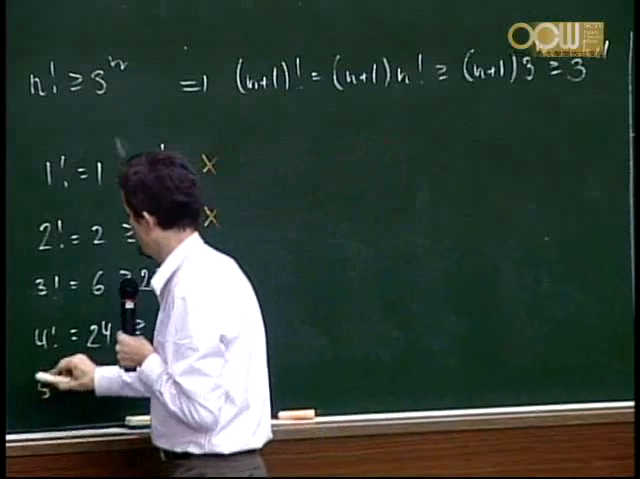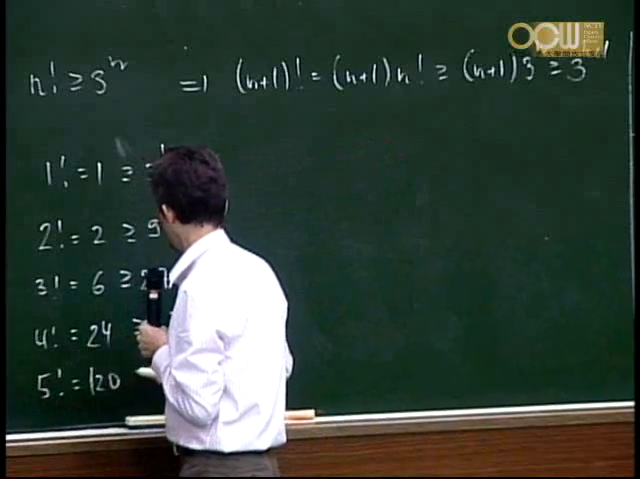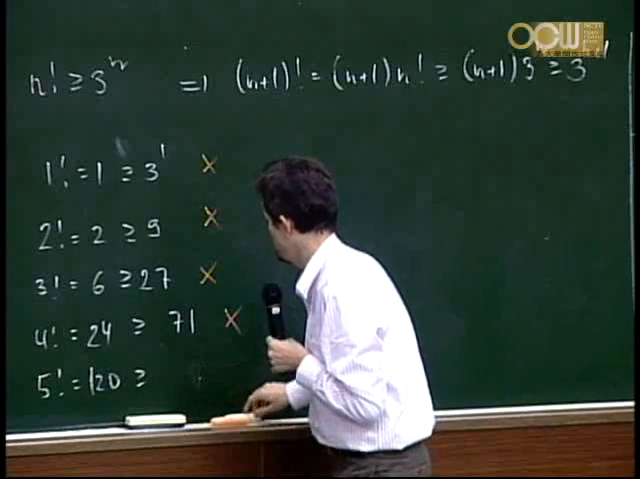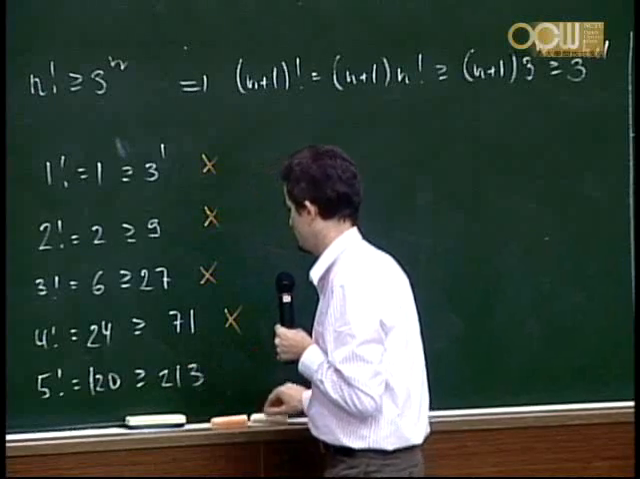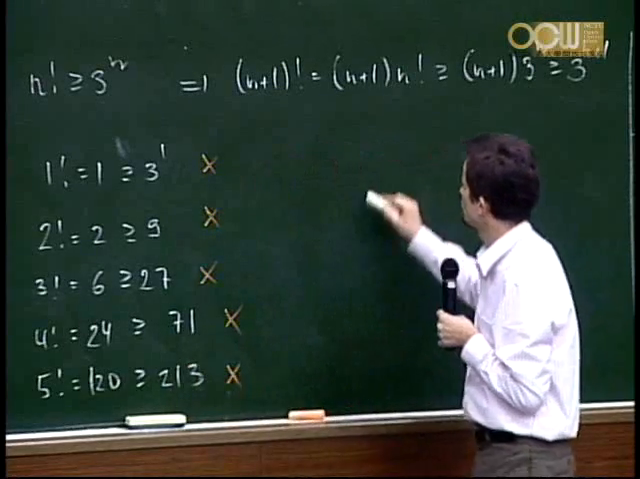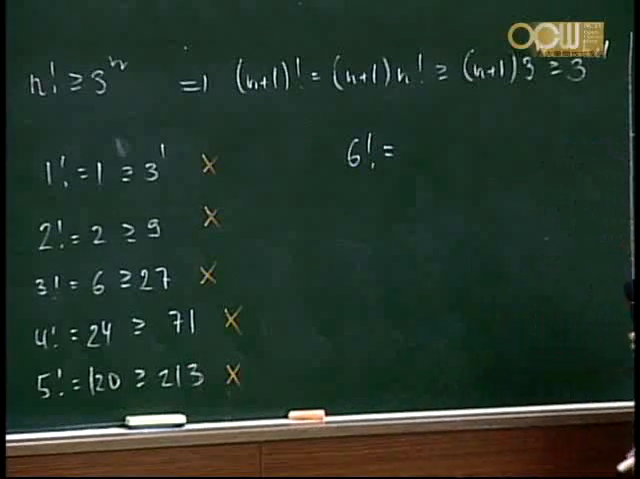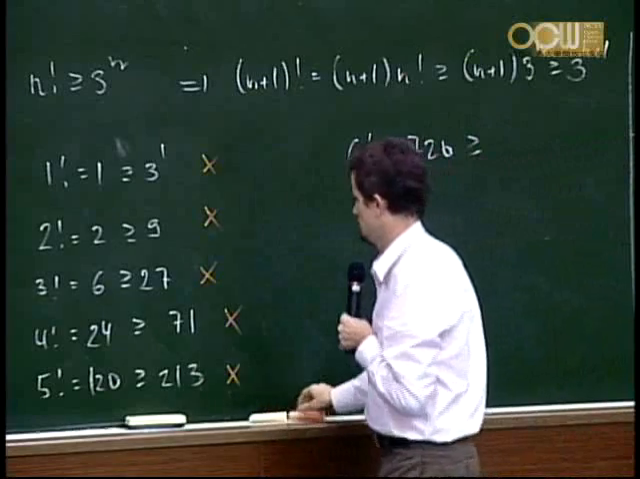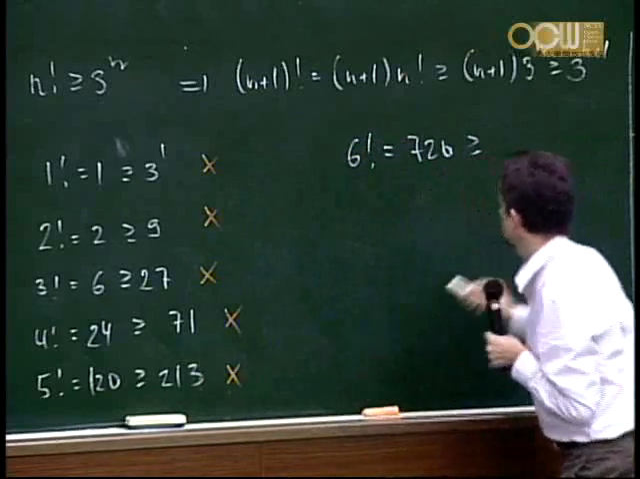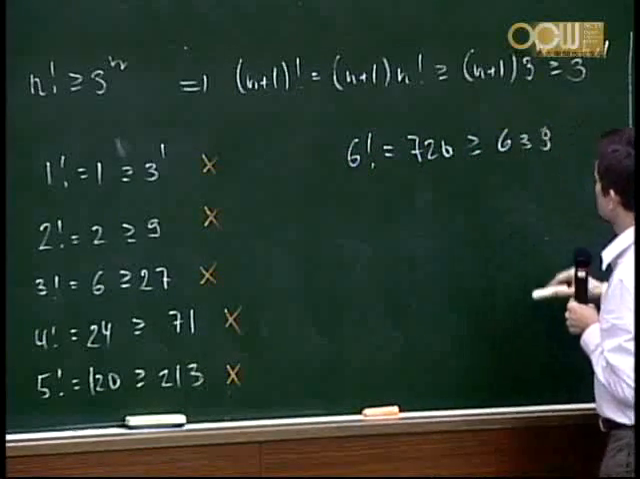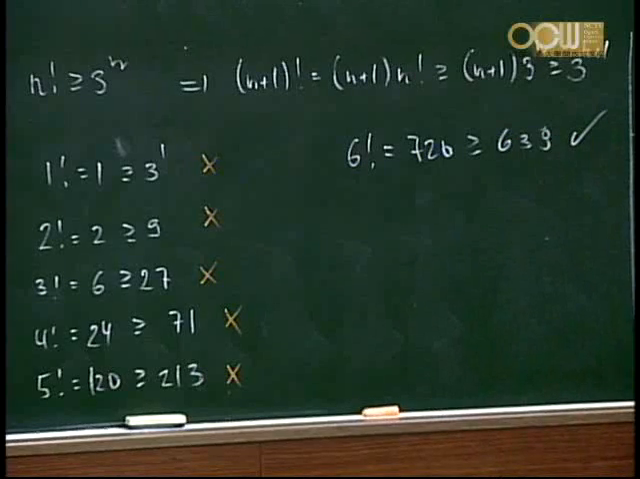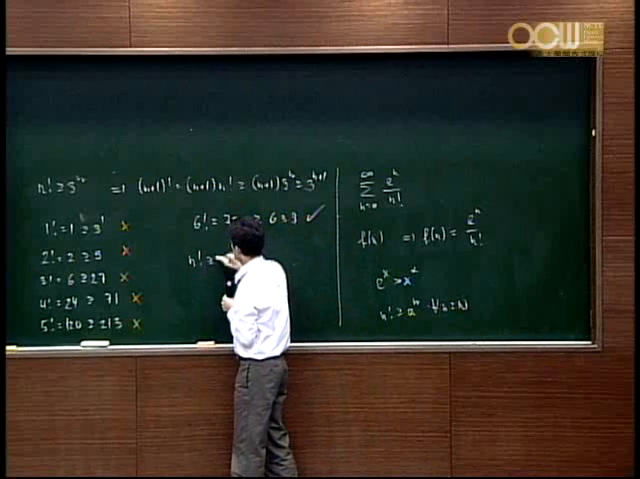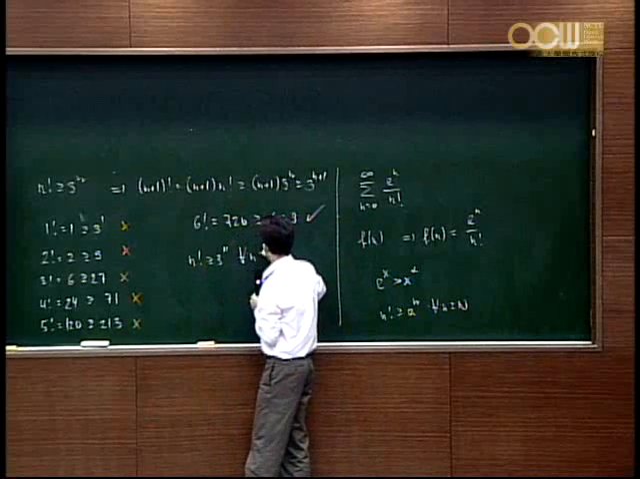Now we go on to 5, which is 120. Okay, and here you have 3 to the 5, 243. Okay, this does not hold as well. So we have to go on to 6. Okay, and this is 720, which is larger or equal than, okay, now you see, this is 9, this is 3, this is 6, okay. Which means, because I already showed the induction step, that this will be satisfied for all n larger or equal than 6.